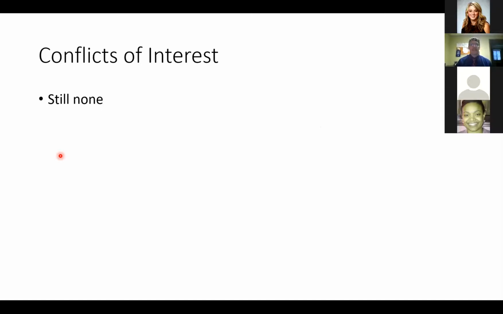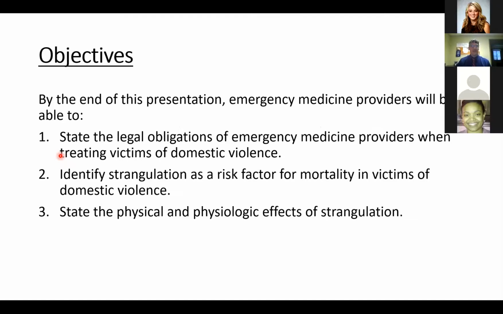Same things. I haven't gained any new conflicts of interest, and I still have the same positions I've had before. So my objectives: by the end of this presentation, I want everyone here to be able to state the legal obligations of emergency medicine providers when we treat victims of domestic violence. I want us to identify strangulation as a unique risk factor for mortality in victims of domestic violence. And I want to state the physical and physiological effects of strangulation.